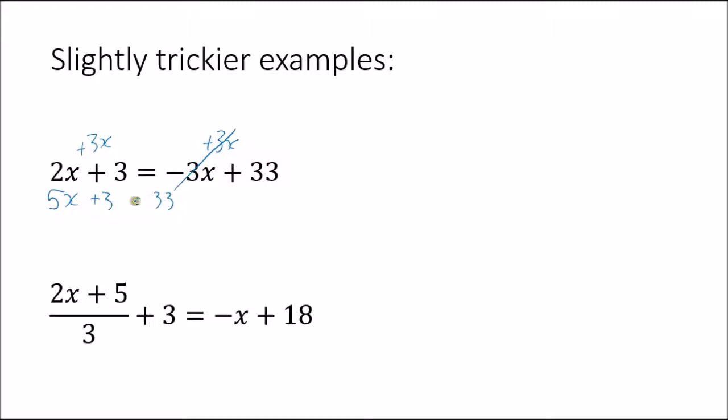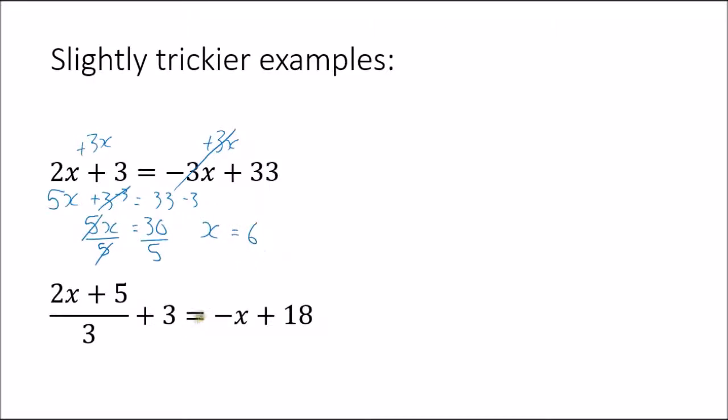Then it becomes a very simple question after this. It's just like the ones from the previous lesson. I will subtract 3 from both sides. These will cancel. I will end up with 5x equaling 30. I'll divide both sides by 5. And I'm going to end up with, because these will cancel, x equals 6.